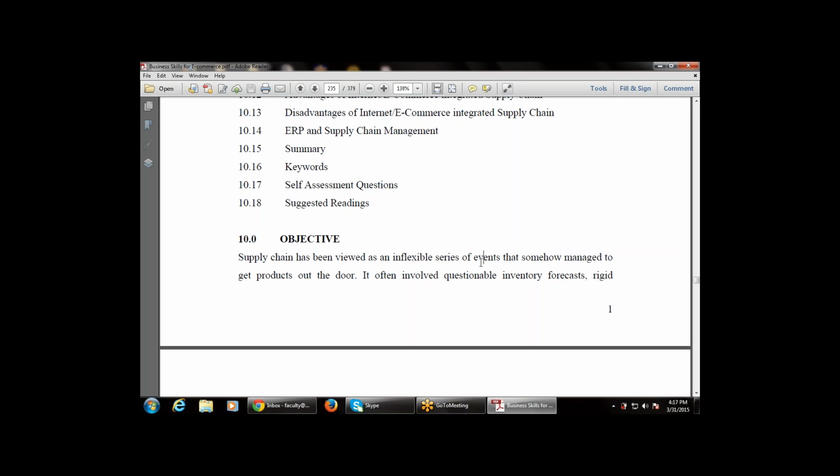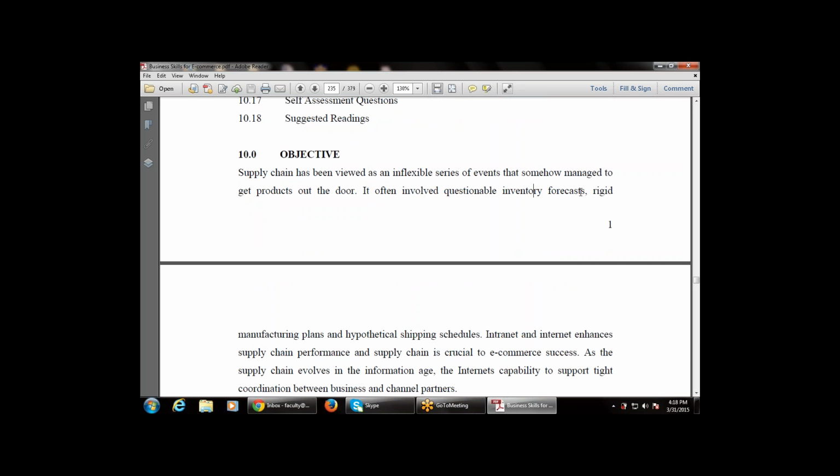That is a sequence of events, multiple events that somehow manage to get products out the door. It often involved questionable inventory forecasts, a rigid manufacturing plan, and a hypothetical shipping schedule. So that may involve any method, a shipping schedule or a manufacturing plan, because it contains multiple supply chains, a multiple series of events. So that is the supply chain.